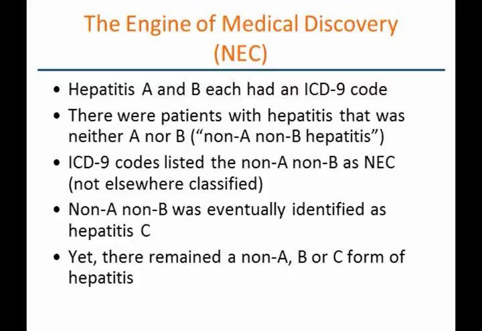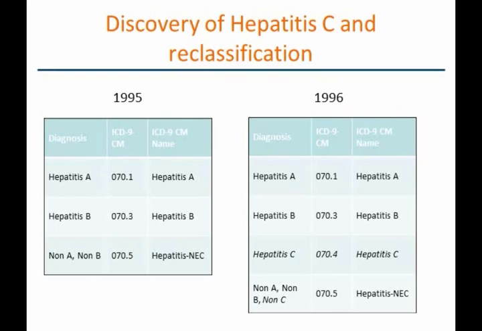I have a table that's going to follow this in a second, which will make this a lot easier to understand. Non-A and non-B was eventually identified as hepatitis C, and so now there was hepatitis A, hepatitis B, hepatitis C. They all had codes, but then there were still patients with hepatitis without A, without B, or A, without C, and once again they were coded as not elsewhere classified. We can see this in the development of the hepatitis ICD-9 codes in these two tables. On the left, we see the era before hepatitis C was identified. Hepatitis A had a code, 70.1.